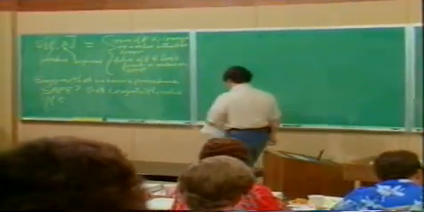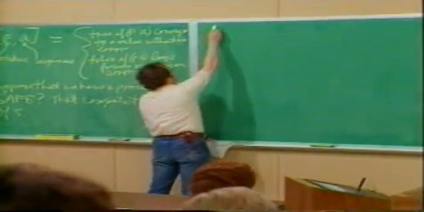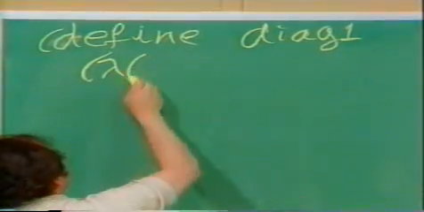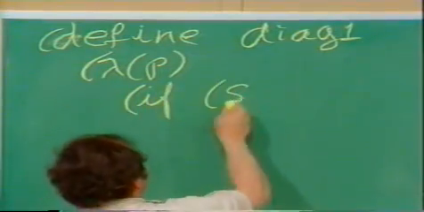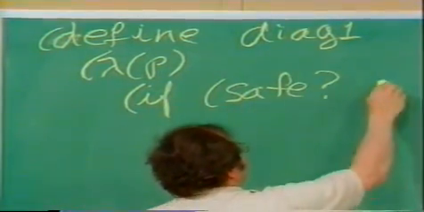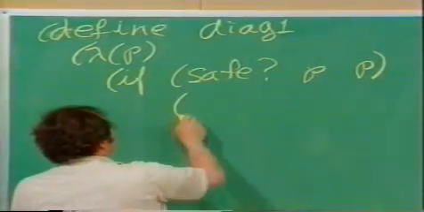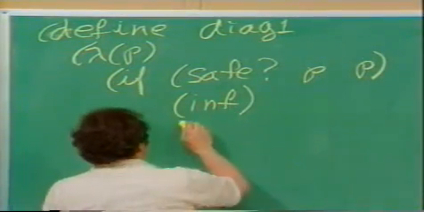The easiest one, or the first one, let's define a procedure called diag1. Given that we have safe, we can define diag1 to be the procedure of one argument P, which has the following properties. If it's safe to apply P to itself, then I wish to have an infinite loop. Otherwise, I'm going to return 3.